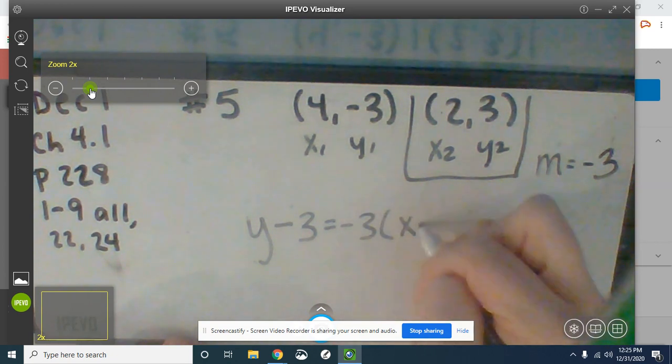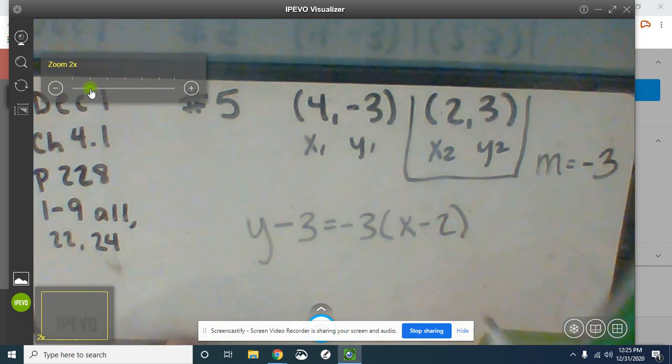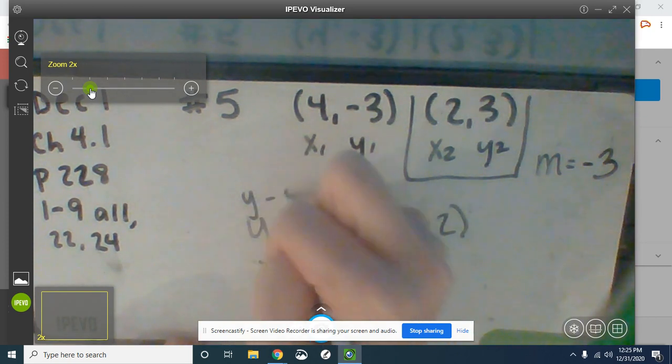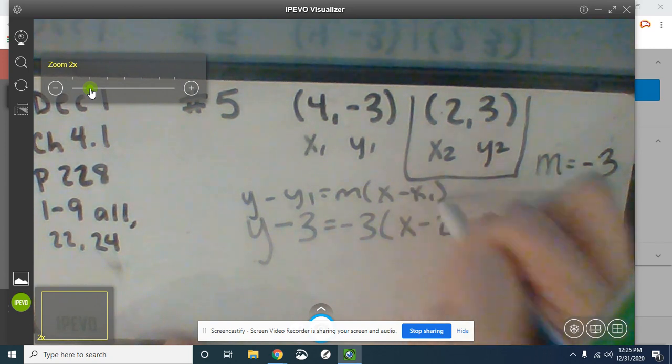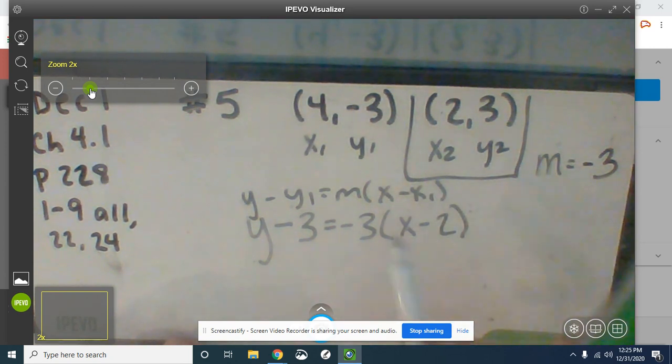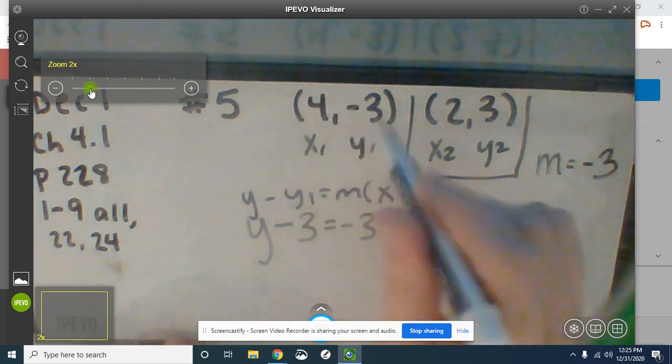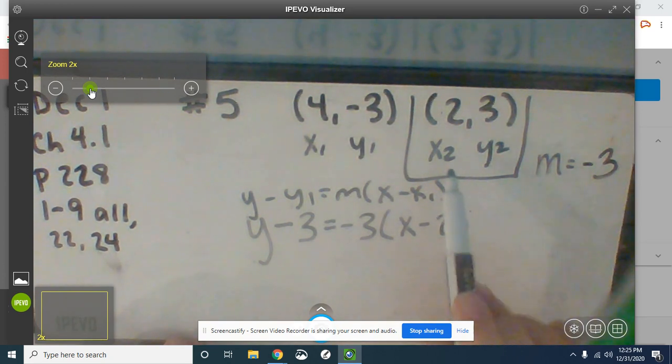times x minus 2. So if you need to see it, it was y minus y1 equals m times x minus x1. We just happen to use the x2, y2. It doesn't matter because this one will be obsolete, and this is the point we chose. So this is the same thing as x1, y1, since we just labeled those to find the slope earlier.